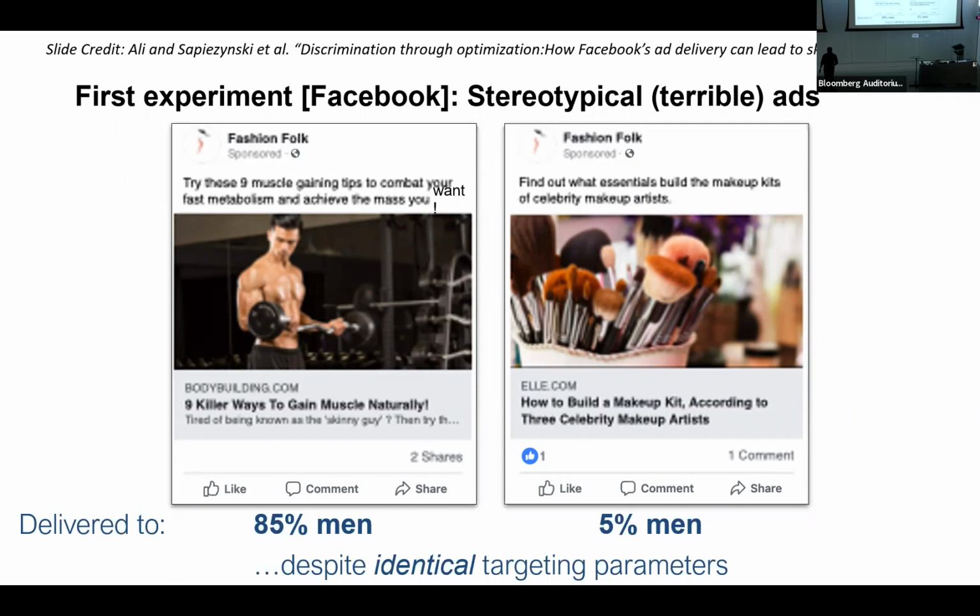So they did identical targeting. They told Facebook for both of these ads, I generically want to advertise. They didn't do any separate things. The only differences in the ads were the content. And they found this stereotypically male ad was delivered to 85% men, and the stereotypically fashion and makeup ad was delivered to only 5% men. So clearly Facebook is doing something, either with click-through rates or something else, that goes beyond the targeting parameters.